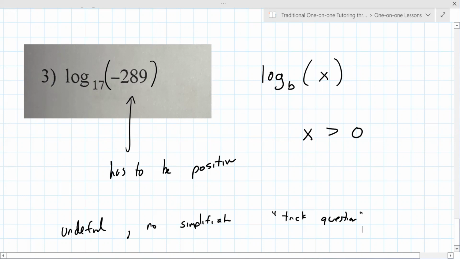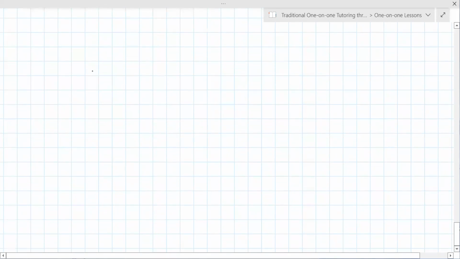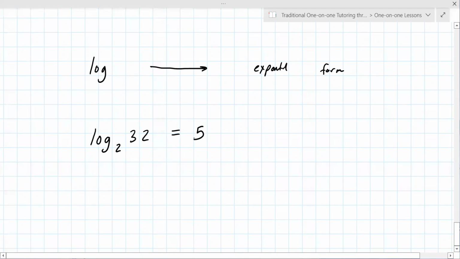Okay, so let's talk about moving between logarithmic and exponential form. Let's look at one that we've already done. Let's say it's log base 2 of 32. This actually equals 5. If you're wondering why it equals 5, 32 is really 2 to the 5th. So the 5 comes down and it cancels, but we can convert this to exponential form.